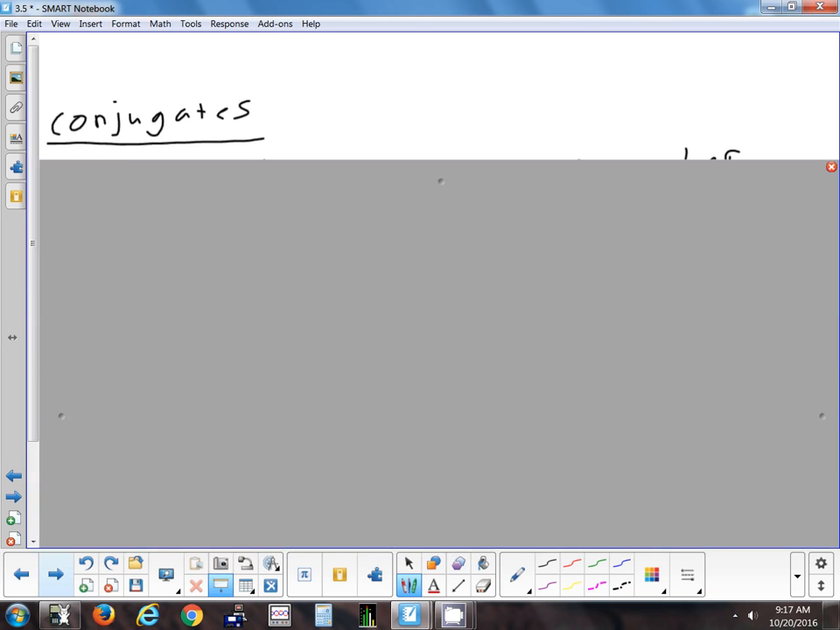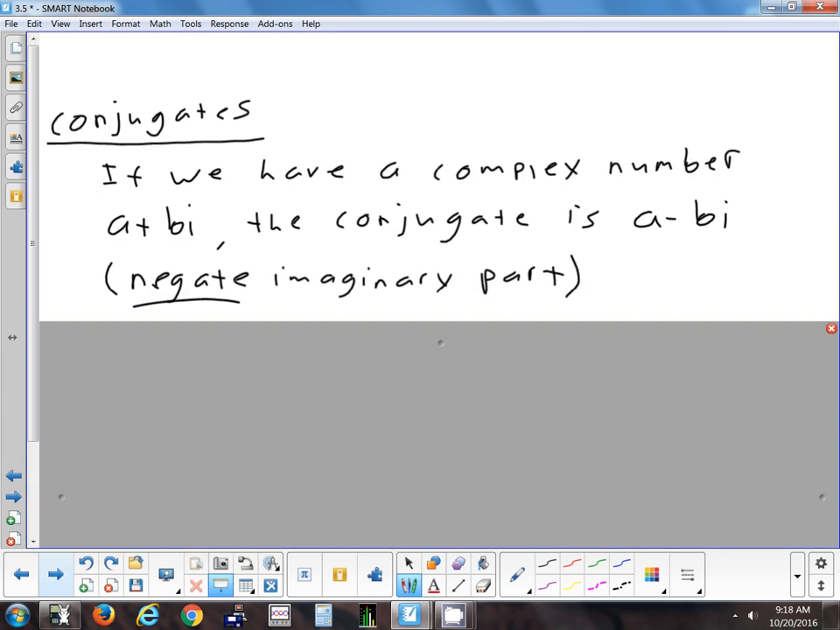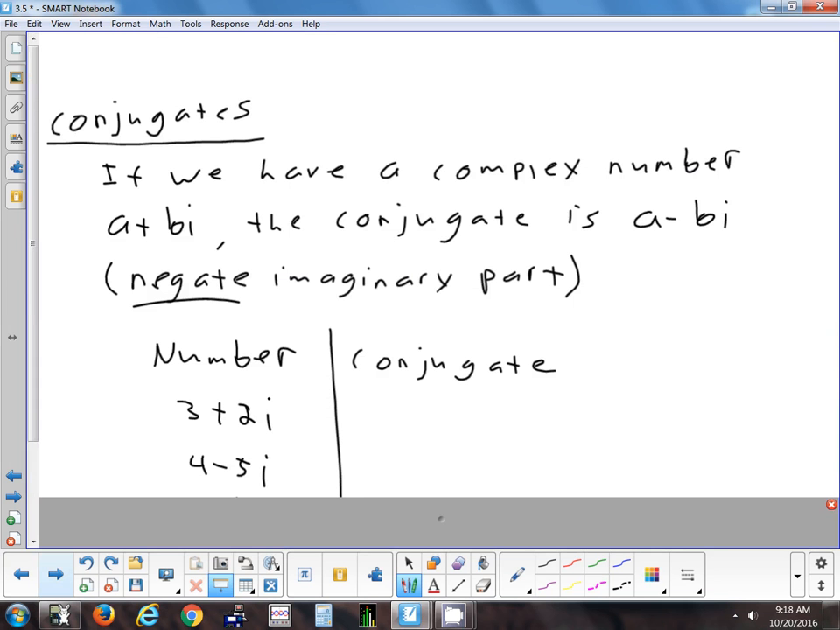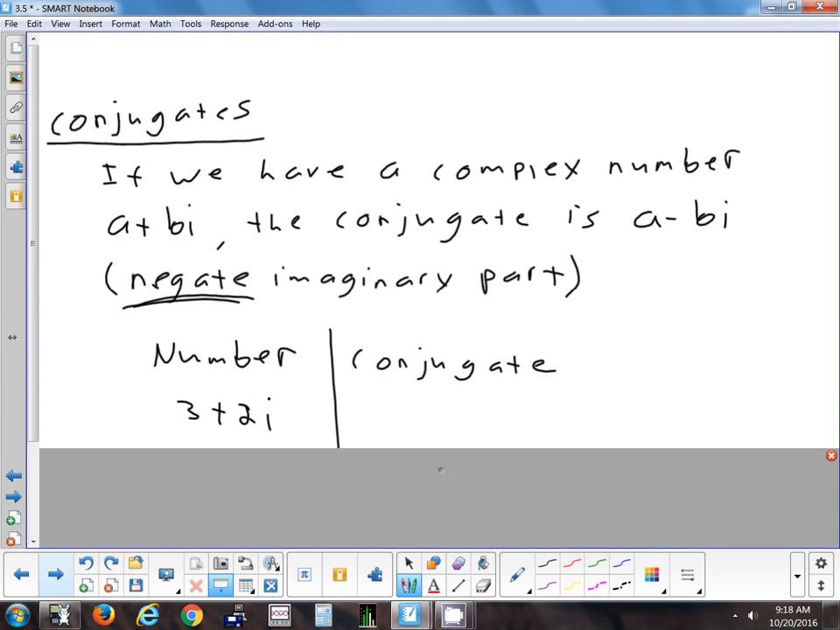All right, so the last one we're going to look at is division. But to do division, I said earlier, we have to use something called a conjugate. To find a conjugate, all you really have to do, I wrote the words negate the imaginary part. Negate just means change the sign. So take the sign and make it the opposite of what it is now, just on the imaginary part. If you do that, change the sign of the imaginary part, that's called the conjugate. So let's say I had 3 plus 2i.